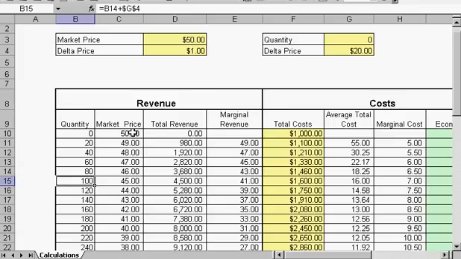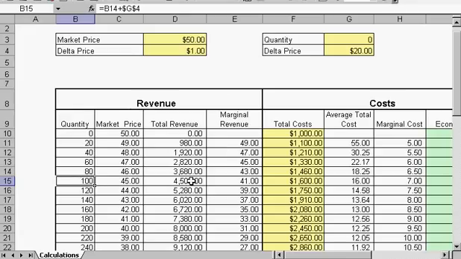Over here, we could start off with 50 for the market price, and we can increase it by $1 to see what the effect is. Over here, we have our quantity, and we can increase it by 20 or 10, whatever we want. Let's take a look at 100. It's usually easy to work with these round numbers.